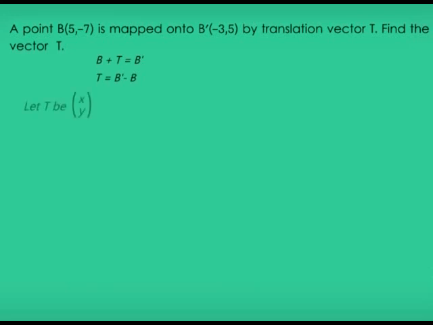Let's give T the coordinates (x, y), and so (x, y) is equal to (-3, 5) minus (5, -7). Minus 3 minus 5 is minus 8. 5 minus minus 7 is equal to 12, and therefore the vector is (-8, 12).